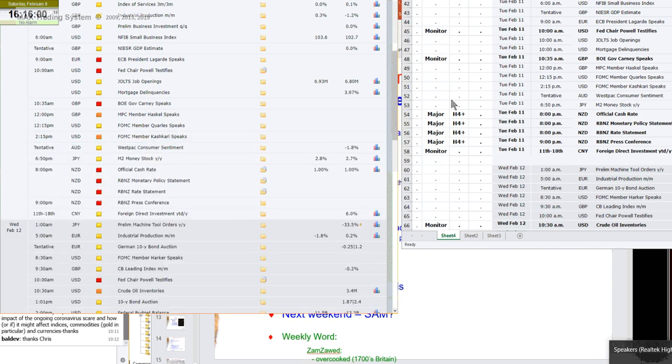Okay. Then we have a big one with the Kiwi, so put it in red, major plus, higher time frame plus, so the official cash rate, neutral. The Reserve Bank of New Zealand monetary policy statement, Reserve Bank of New Zealand rate statement, and then the press conference.